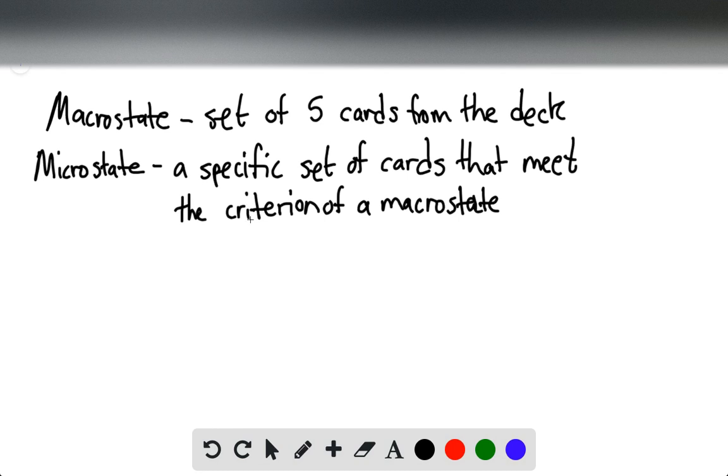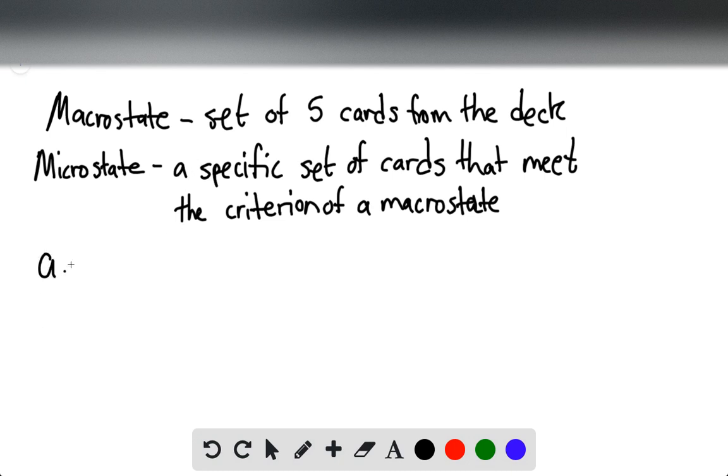Therefore, for every macrostate, there could be many microstates. However, those microstates can only define one macrostate. So essentially, we have many microstates under each macrostate.